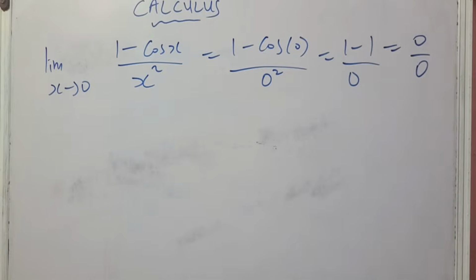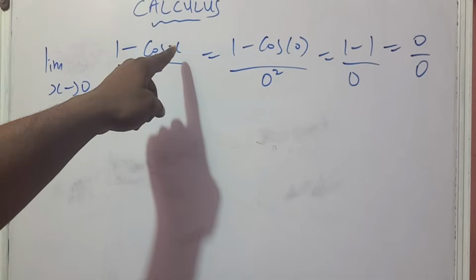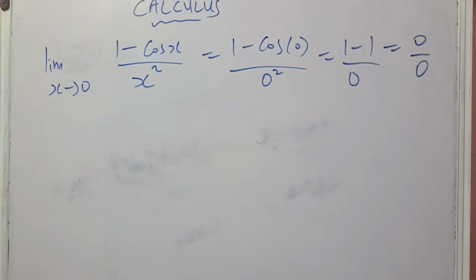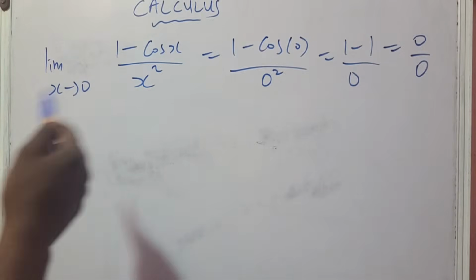If you remember yesterday, I explained to you that L'Hopital rule is quite simple for every student to understand. What do you have to do? Find the derivative of the numerator and find the derivative of the denominator separately. And then you will now make that a new function. So this is what this means.